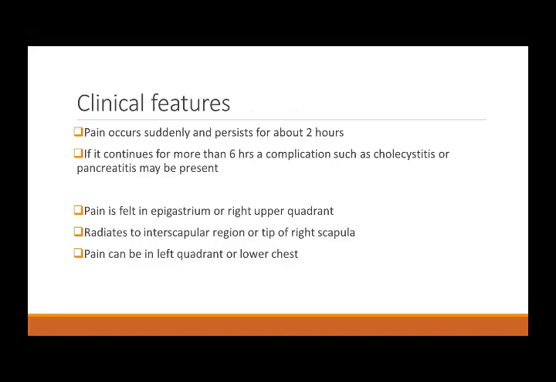So how does it present? Pain is the main feature. It is sudden, persisting for about 2 hours, and if the pain continues for more than 6 hours, you can think of complications such as cholecystitis, or inflammation of the gallbladder, or pancreatitis. Pain can be anywhere in the abdomen, but most of the time it's in the epigastric or right upper quadrant. It radiates to the interscapular region, but pain can be felt in the left lower chest as well. The tip of the right scapula is the main site for radiation of this pain. Epigastric pain or right upper quadrant pain has a differential diagnosis, with gallstone on top.